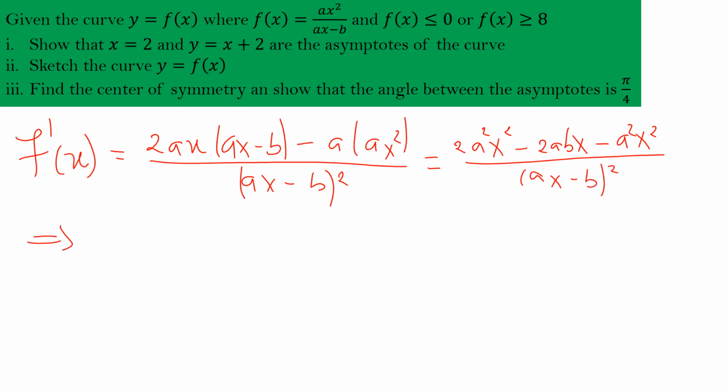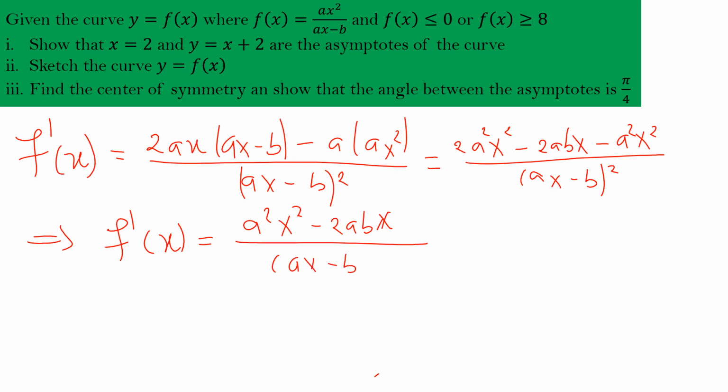So it therefore means that our f prime of x will be equal to, now 2a squared x squared minus a squared x squared is a squared x squared, then minus 2abx, all divided by that common denominator, ax minus b, all squared. So this will simplify to give us, we can even factorize ax from the numerator. We are going to be left here with ax minus 2b. Yes, I think minus 2b. Then now we divide it by ax minus b, all squared.